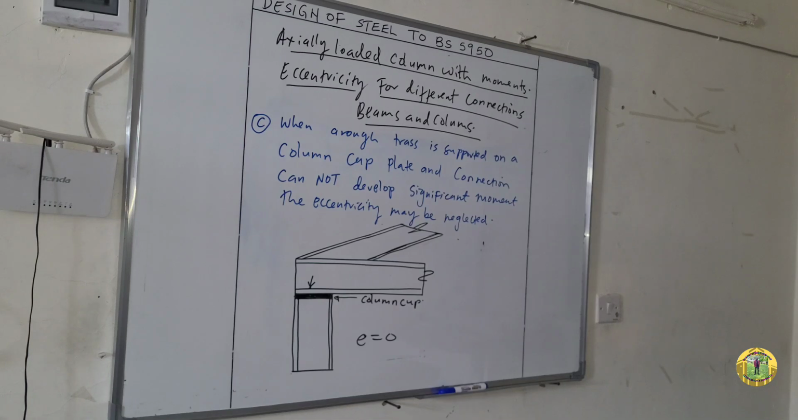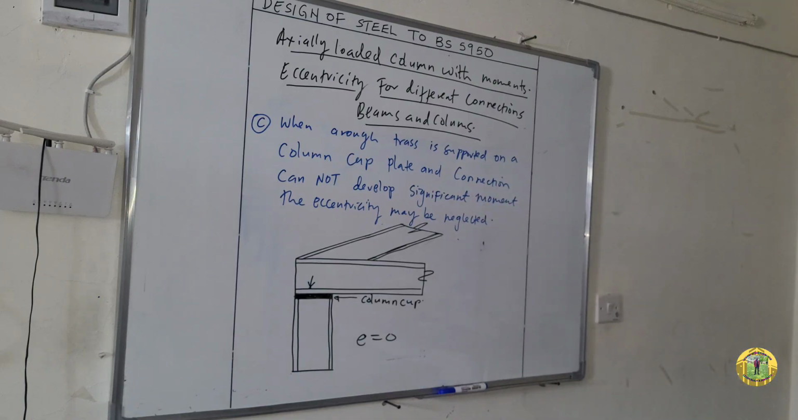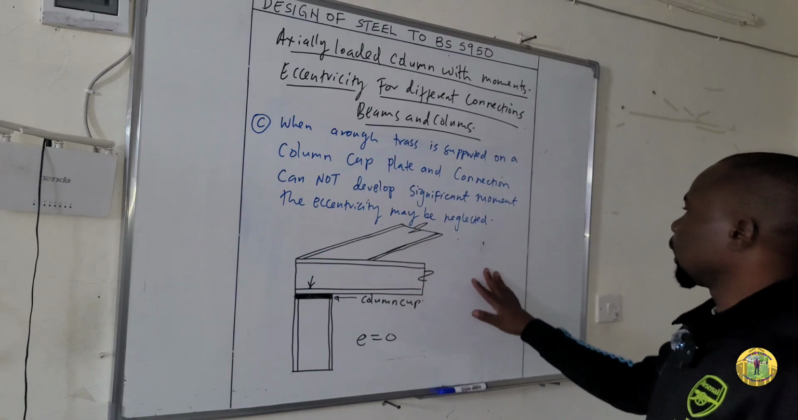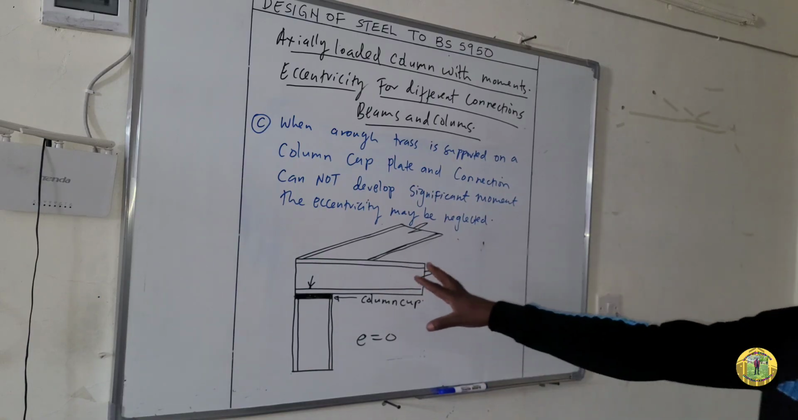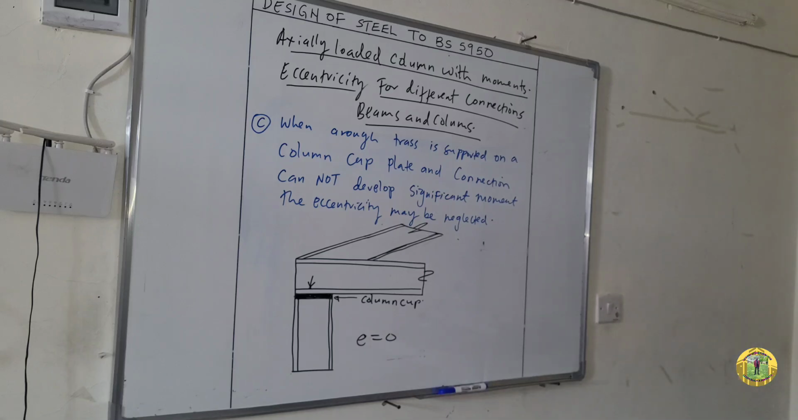So the last case is when a roof truss is supported on a column cap plate and the connection cannot develop significant moment. So the eccentricity may be neglected. As you can see, this is the connection. So the eccentricity is equal to 0.